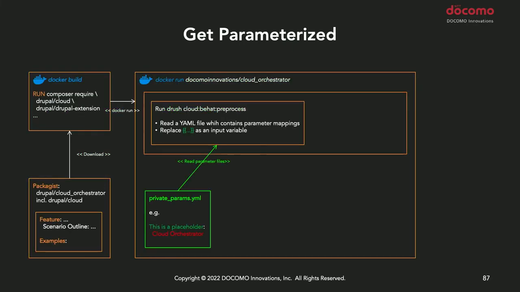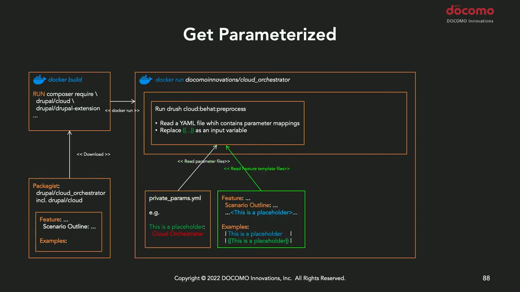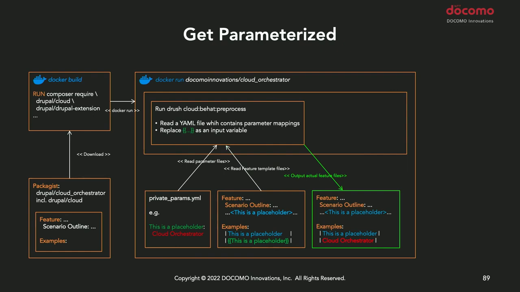So here again, the bottom green box is the private file, including the secret, and we give the Twig template to the preprocessor, and that preprocessor automatically generates the final feature file. Then our Behat run command takes this feature file from the specific directory. So the preprocessor is a generator of the feature file, synthesizing the private parameters and the Twig templates.